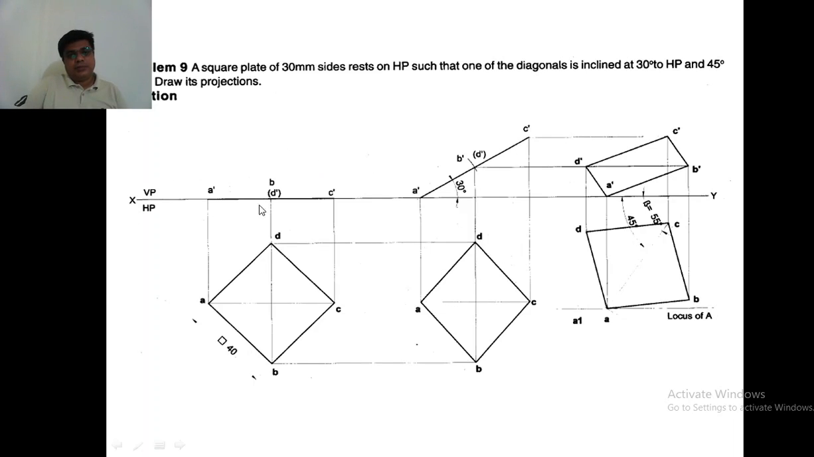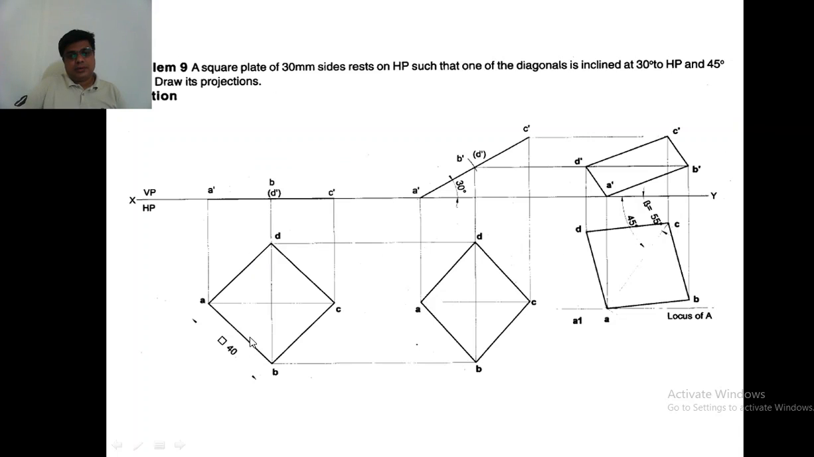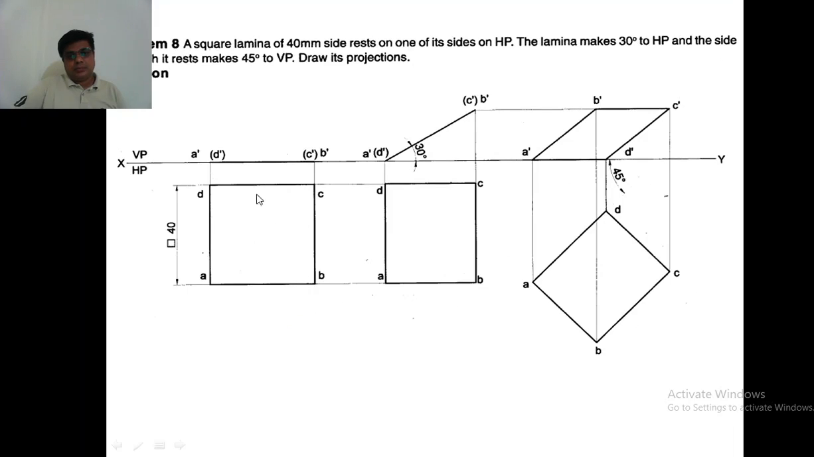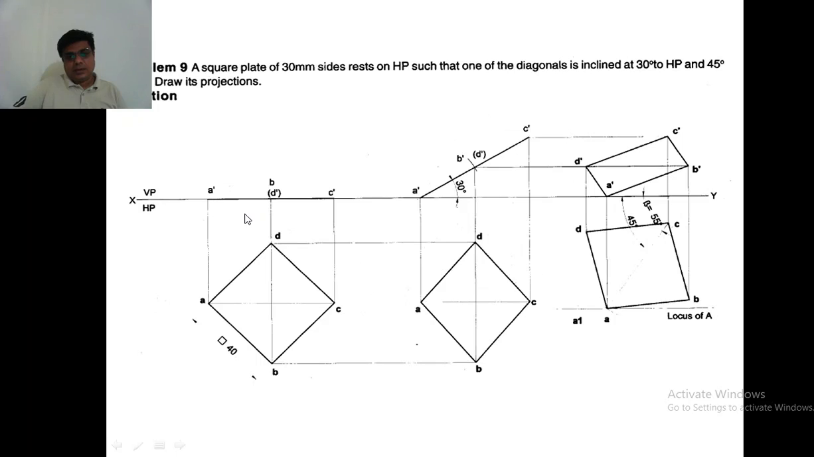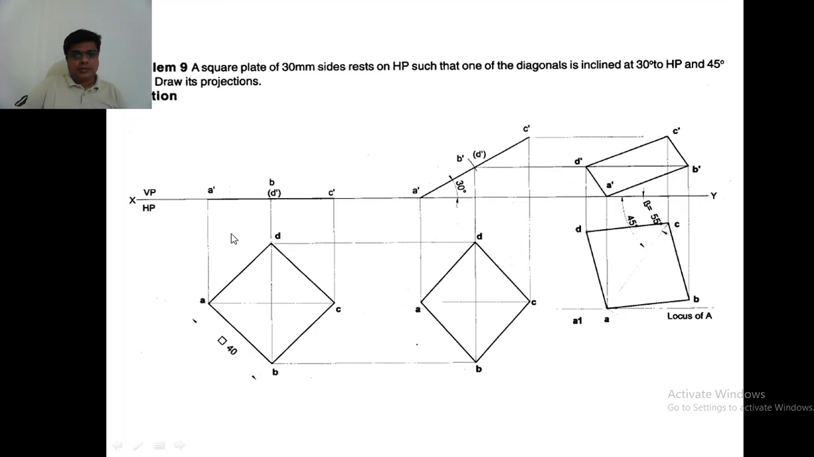So you can see the difference between the previous problem and this problem. What you can observe here: in the previous problem it is a square, here also it is a square, but the square I am drawing in this direction, in this way. Here I am drawing this edge straight here. So the difference between the previous problem and this problem is that here the square is resting on the corner on HP.